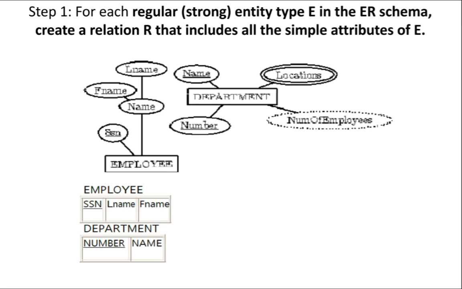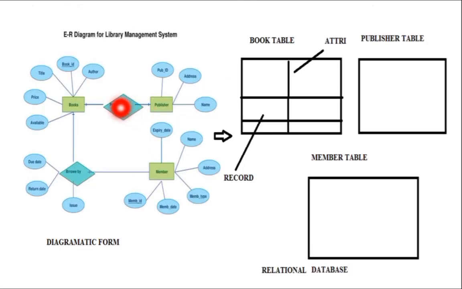For each regular or strong entity type E in an ER schema, create a relation R that includes all simple attributes of E. In simple words, in this ER diagram, which one is the strong entity? Employee is the strong entity, department is the strong entity. Here in this diagram, book is a strong entity, publisher is a strong entity.